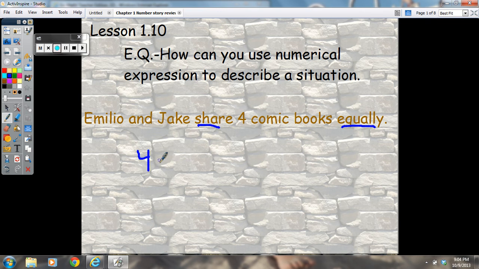Whenever we see the words sharing equally, what that means is we're going to have to be dividing that up. Now, what are we dividing it by? We're taking that 4 and we're going to have to divide it by the 2 people that we have here, which is Emilio and Jake. So the numerical expression that would describe this situation is 4 divided by 2.